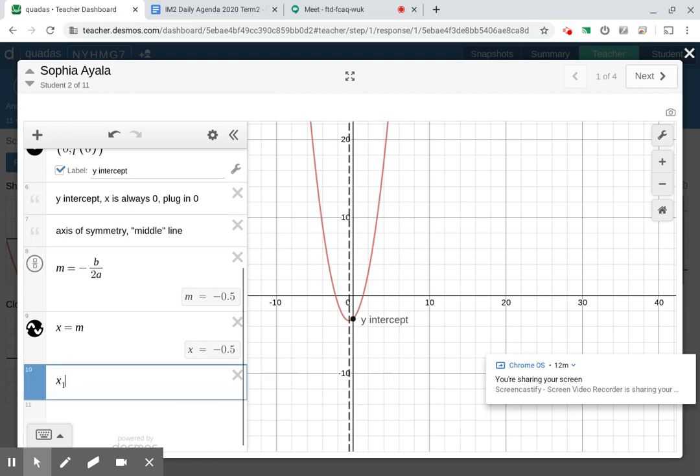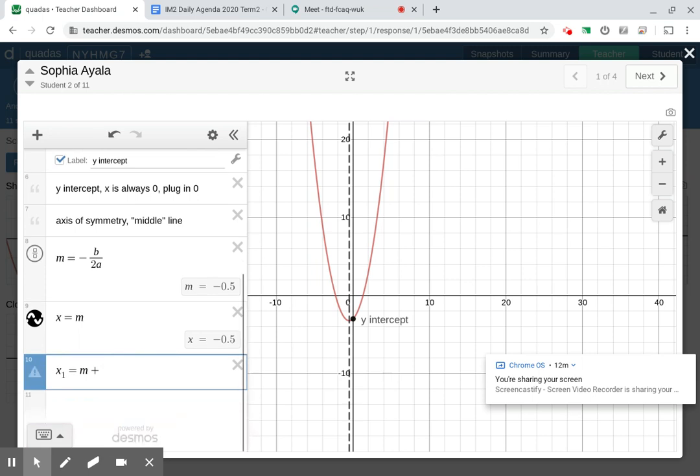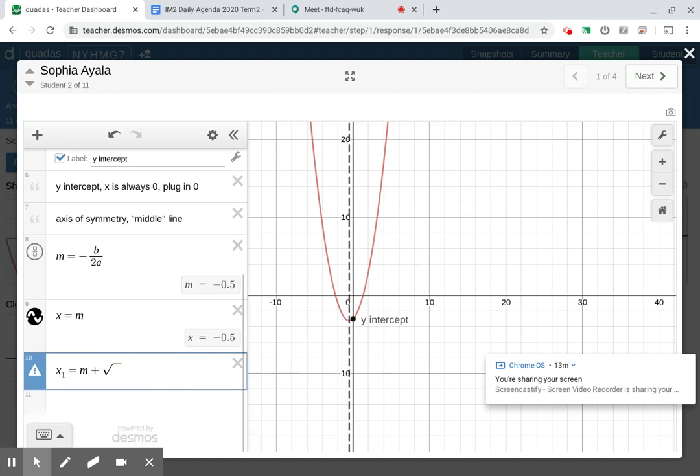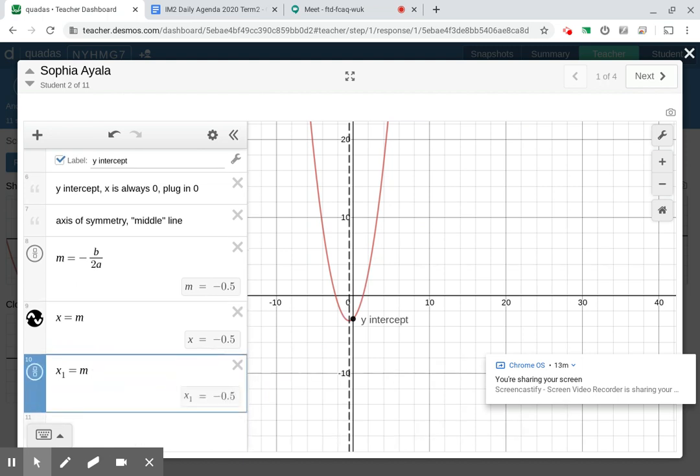Let's type in x1. It'll be the first x-intercept equals. All right, Nathan, what do we have to do to find the first x-intercept? We start where? Negative b over 2a, which we already have, right? We just call it m. Does that make sense? And then what are we going to do to that number? We're going to add something. And what are we going to add to it? Continue that formula, Nathan. Square root of b. Right.